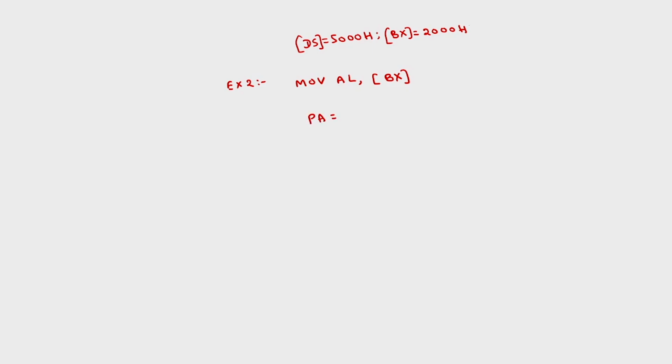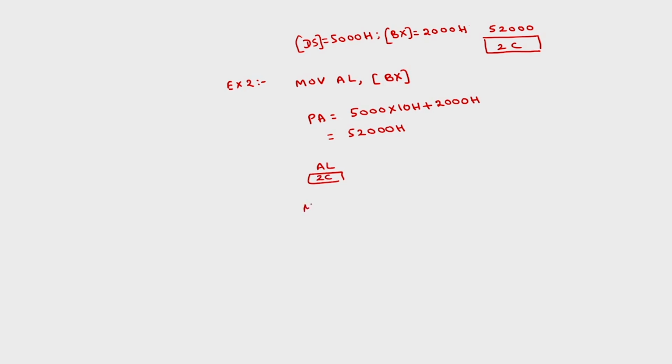Physical address is given by 5000 into 10H plus the contents of BX, which is 2000. So this comes to 52000H. This is the 20 bit physical address from where the contents will be transferred to the AL. If I assume that the contents of 52000H is 2C, then after the execution of this instruction, the contents of AL will be 2C.